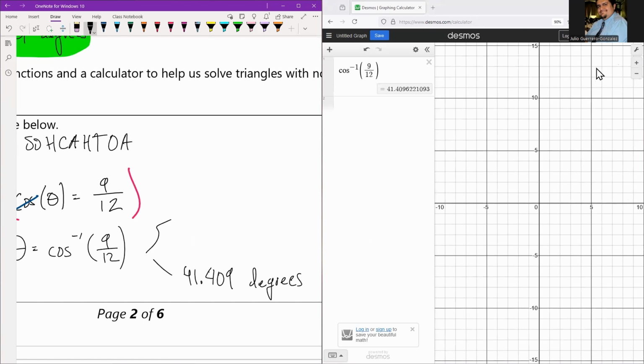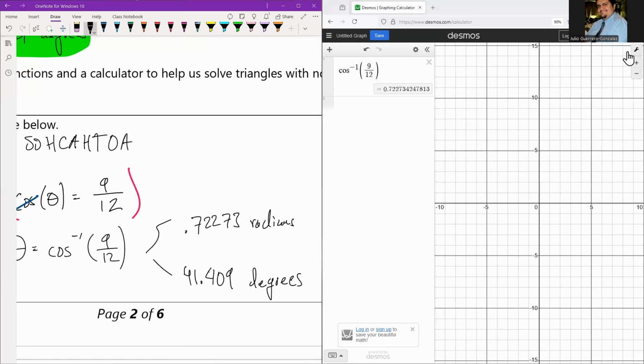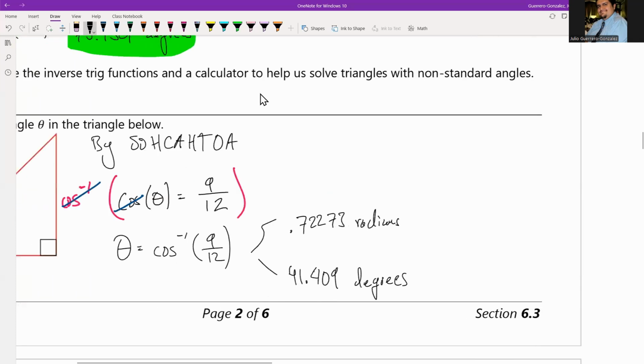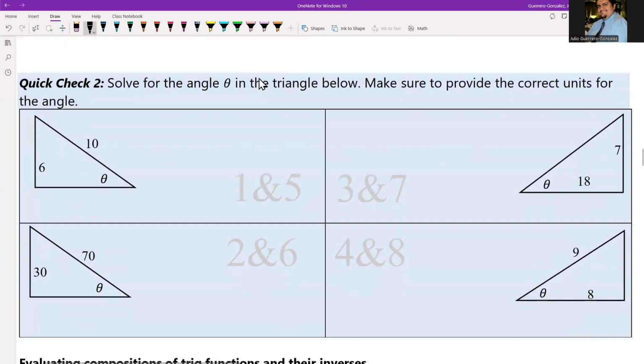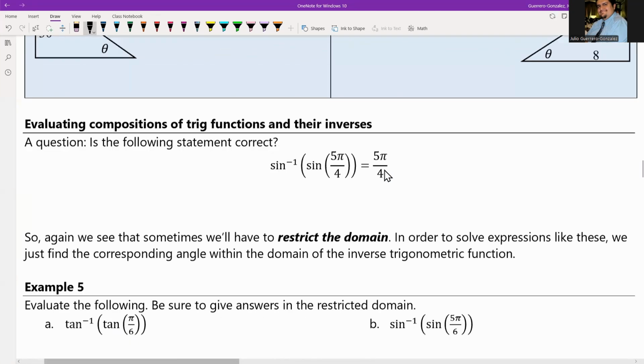And if I click on radians, now it's giving me 0.72273 radians. Got it? Awesome. It's simpler than it looks, really. I got some quick checks here for everybody to try out. Not too bad, right? Okay, moving on.